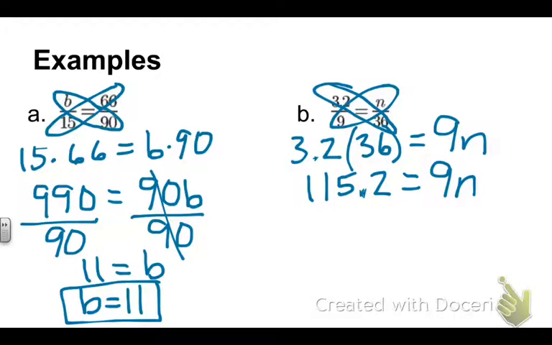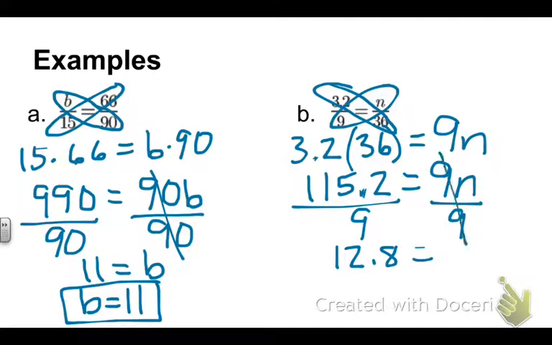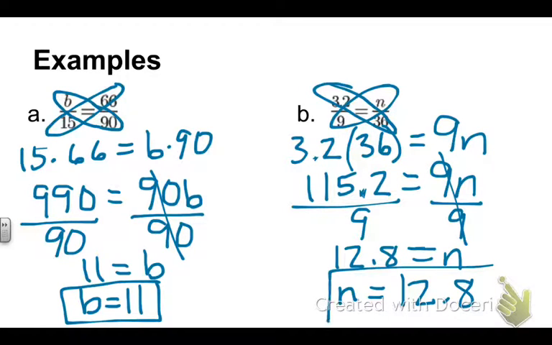N is being multiplied by 9. So do the opposite of multiplying by 9, divide by 9. Whatever you do to one side, do to the other. So 115.2 divided by 9 is going to give me 12.8. 9 divided by 9 gives me 1n. That's what I want to solve for. I want to solve for 1n. So n is 12.8. And there's our answer.